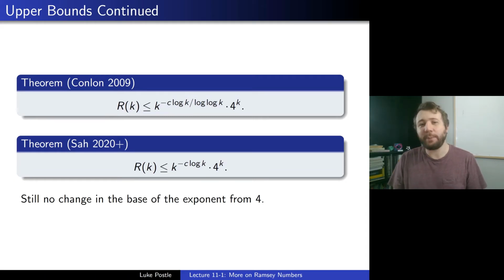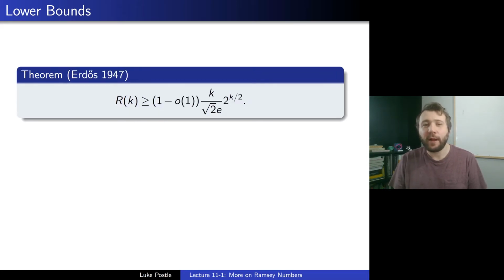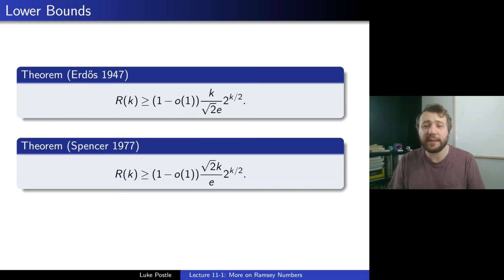So that's the upper bounds. So we've improved a bit on this easy majority argument, but not enough to change the exponent. What about lower bounds? Well, Erdős rather famously in 1947, and we'll actually do the proof of this in a second, showed that you can get a lower bound of at least k over root 2e, 2 to the k over 2. And the only improvement since then has been Spencer from '77, who improved this by a factor of 2. So proving that you get square root 2 k over e, 2 to the k over 2.